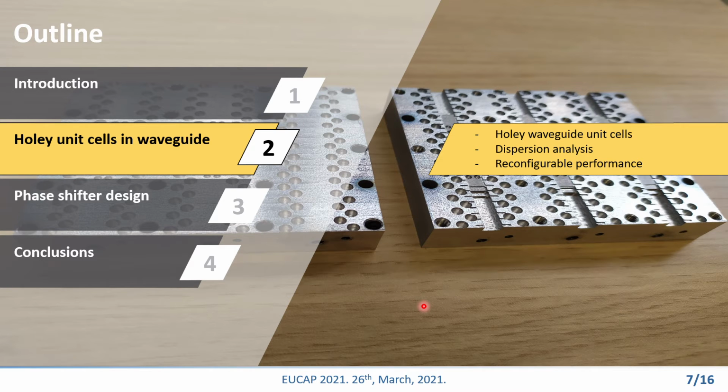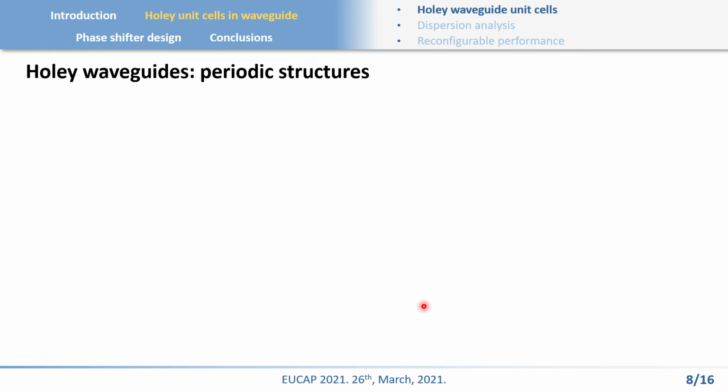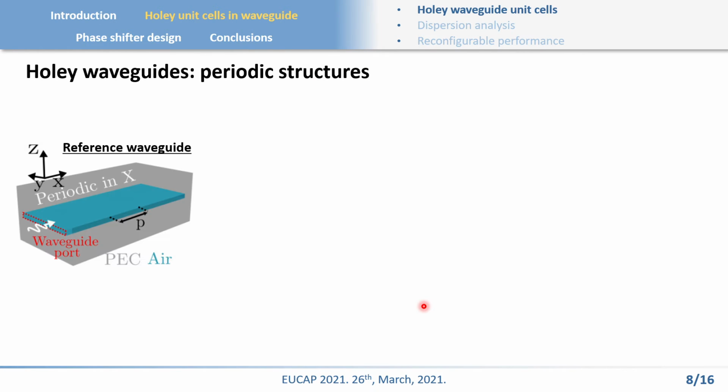In this second point of the presentation, I will enter in more detail about the Holey unit cells, and I will show the selected Holey unit cell for the proposed reconfigurable phase shifter. First, we consider a rectangular waveguide where the propagation direction is in x direction. Its height is not standard, but its width is standard corresponding to WR15. The width of the waveguide fixes the cutoff frequency for the fundamental mode.